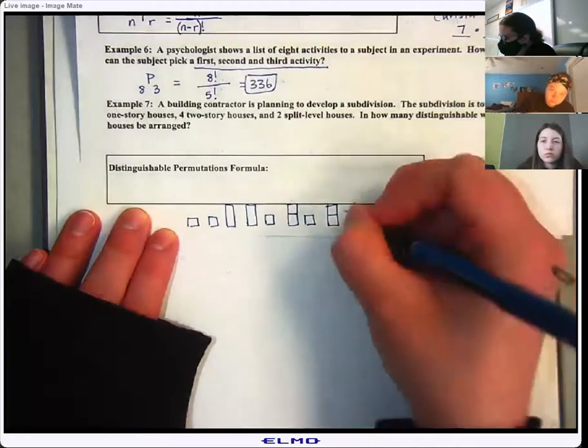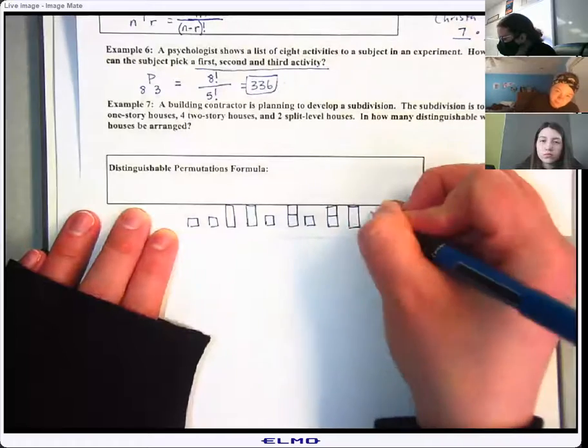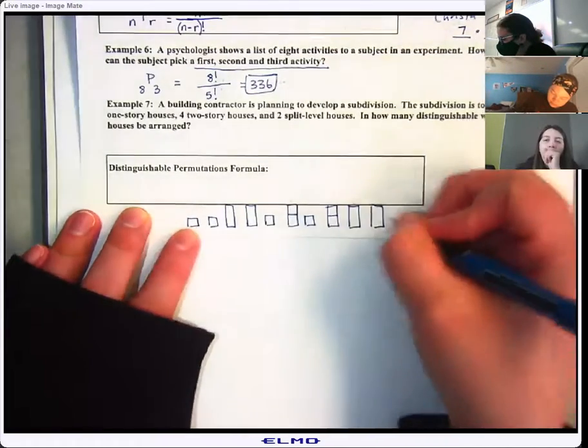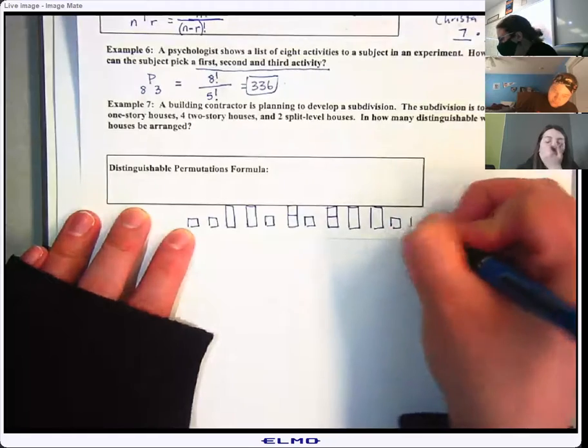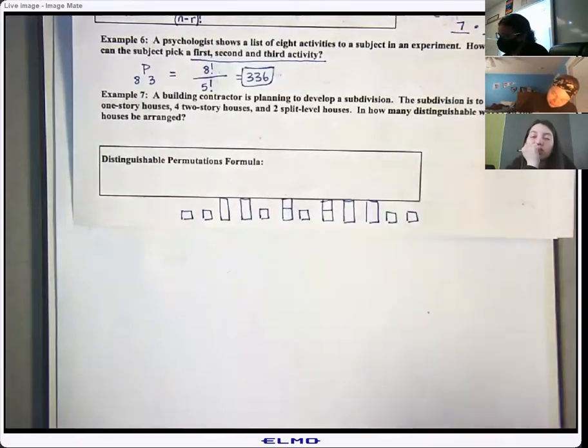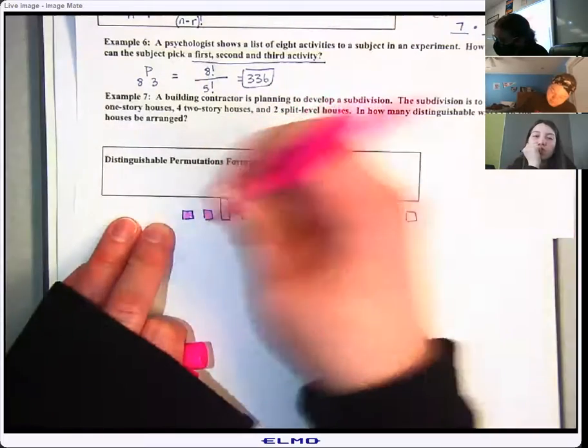It was, how many two-story houses? 4 of them? And how many? I still need 6 one-story houses. 1, 2, 3, 4, 5, 6. Okay, so this is an example of what this street would look like. We've got 6 of these little houses.